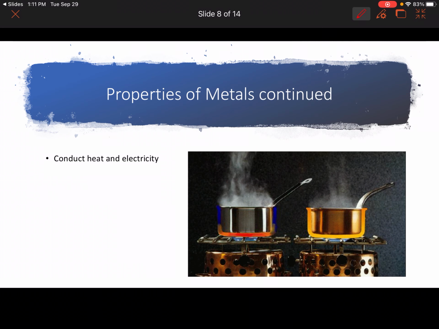Okay, properties of metals, they also conduct heat and electricity. So as you can see here, these are two pots on the stove, right? And because they're made of metal, the heat from the stove is going to be transferred around that whole pot. So if you touch the pot, on the side here, that would be quite hot, right? So the heat and the electricity are able to move through metals easily.